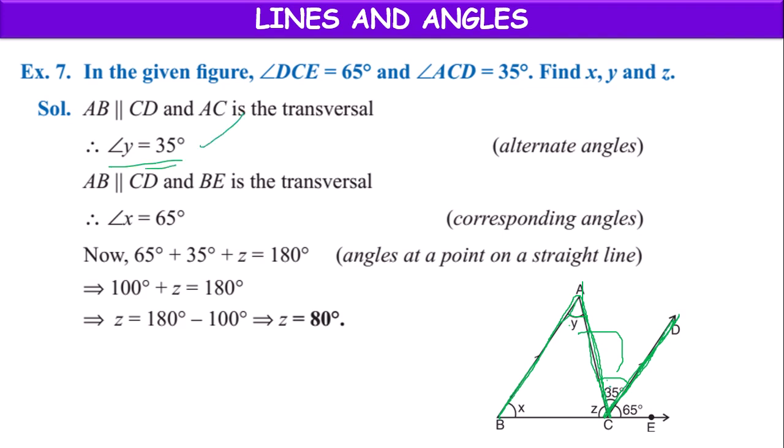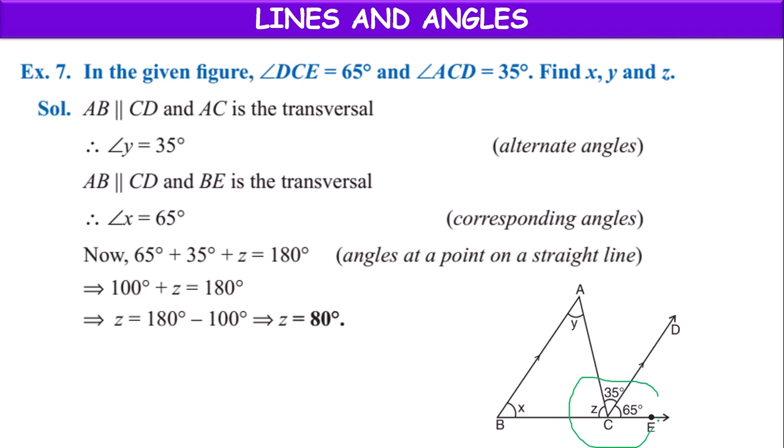Because they are parallel lines, alternate angles are equal. And if you consider AB and CD as parallel lines and BE as transversal, these two angles will also be equal according to the corresponding angles concept. So X value will be equal to 65 degrees. So X value 65, Y 35. We have got both the values.